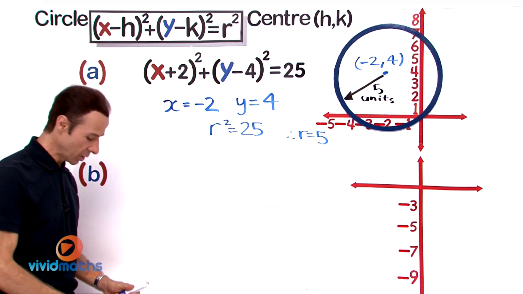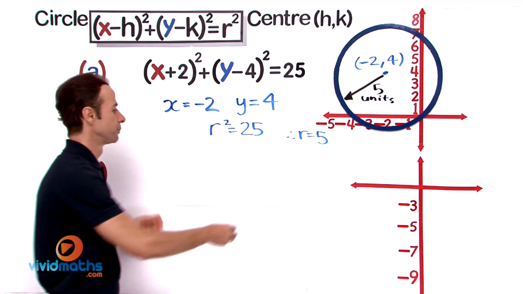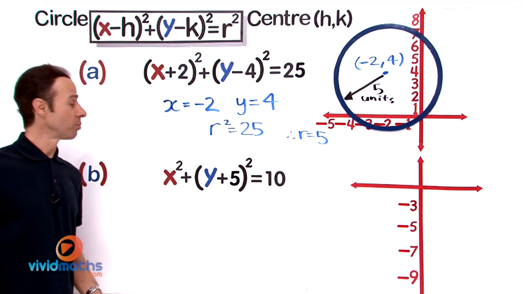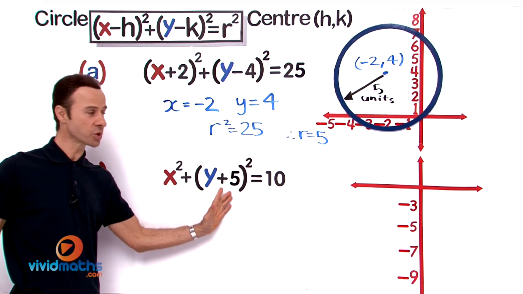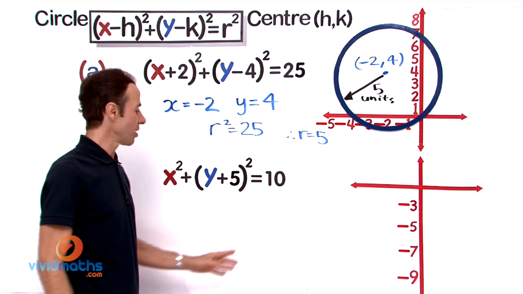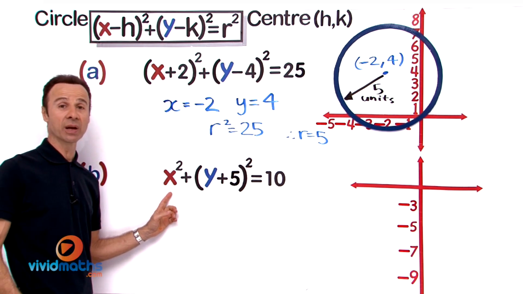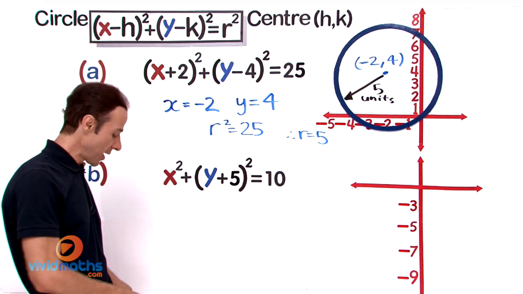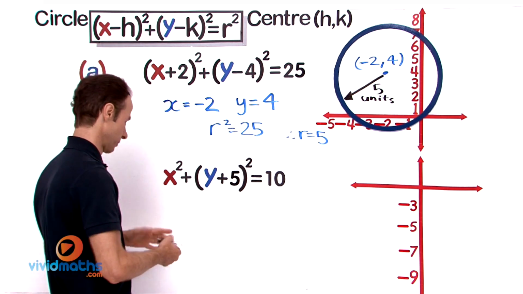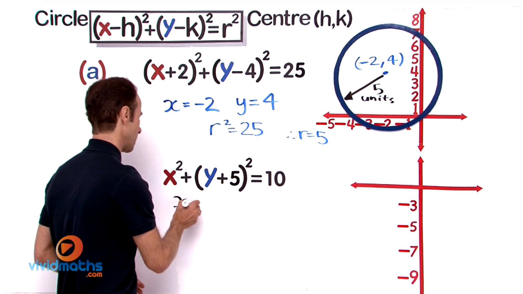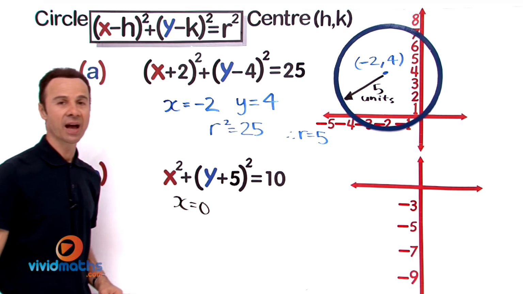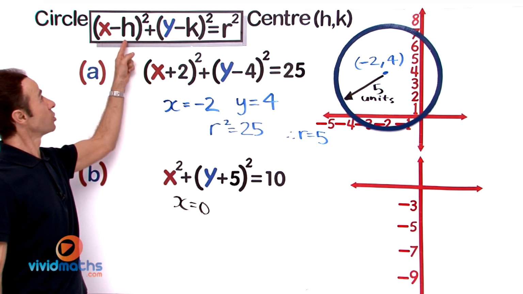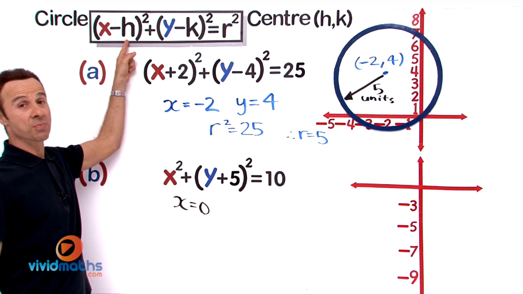Now let's go to the second one. Let me reveal that for you. Here's our second one. It's x squared plus y plus 5 all squared equals 10. So this is very interesting up here. We just got the x squared, which is the same as x minus 0. You don't see the 0, which means that x is actually going to equal 0. That's the h component from up here.